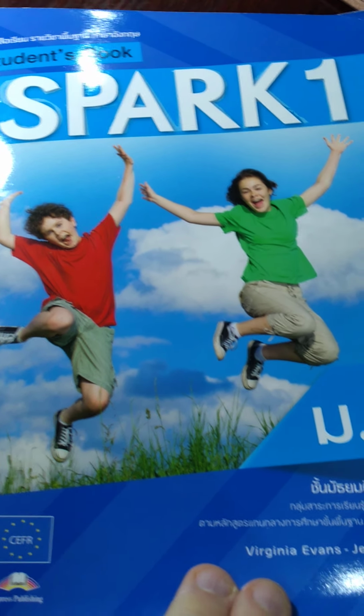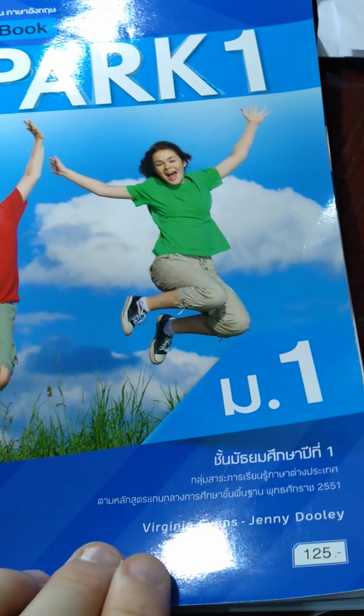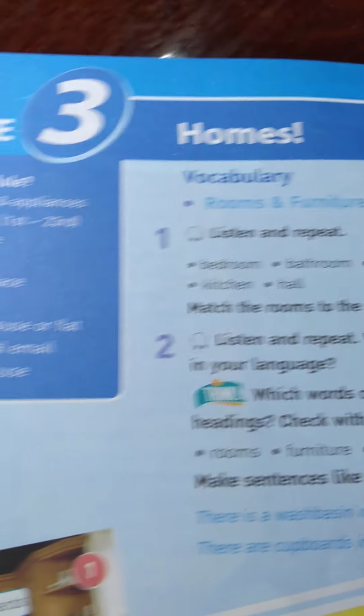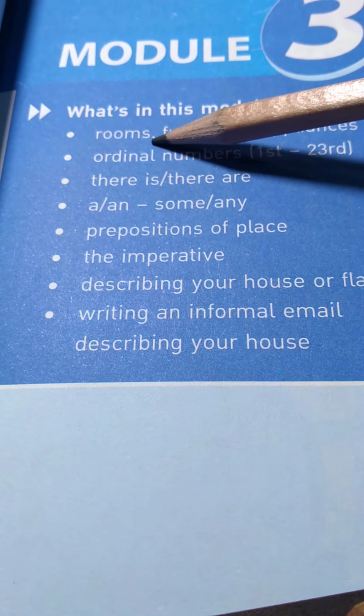Okay, seventh graders, we're looking at Spark Book 1. We started last week on page 33, Module 3, talking about homes, houses. What do you have in your house? And we talked about the first things here. We talked about the rooms in your house.